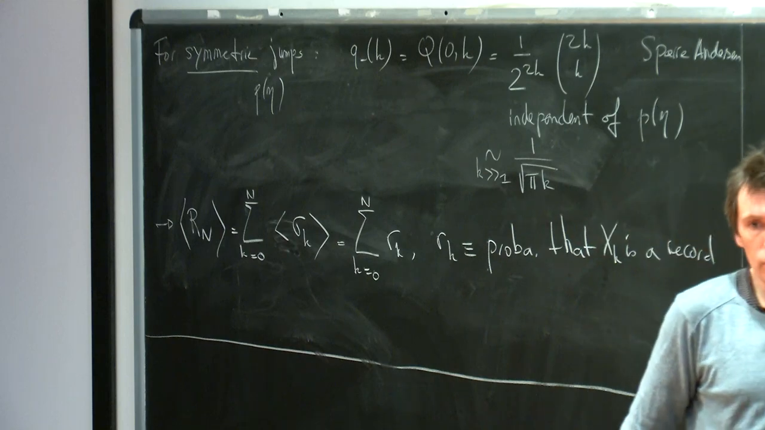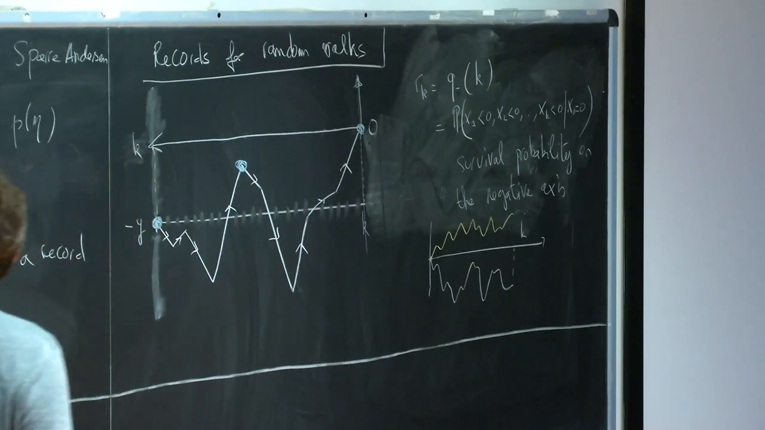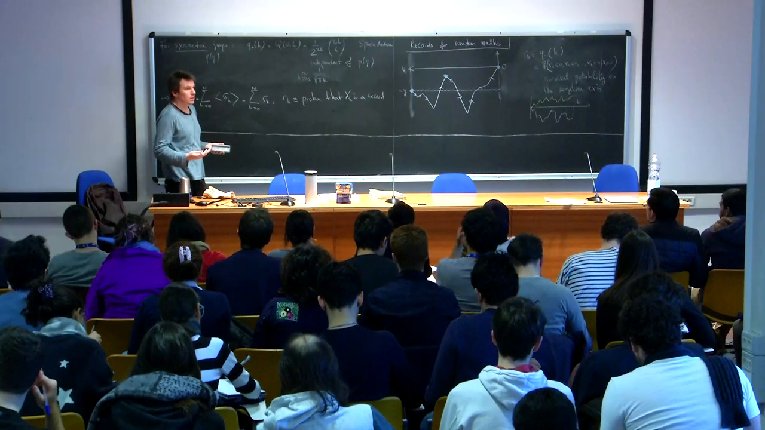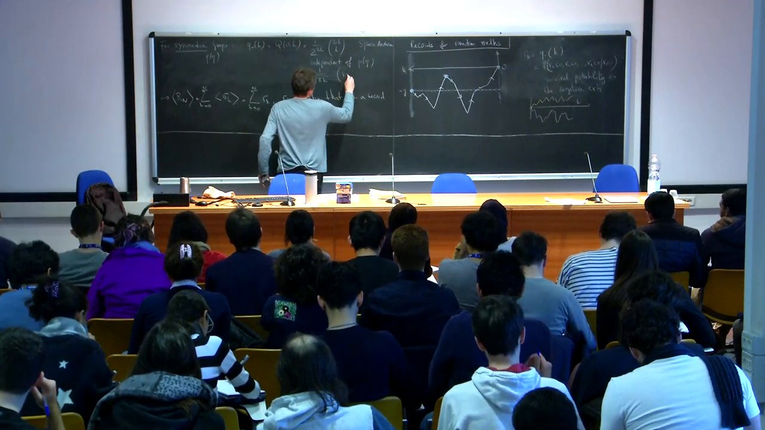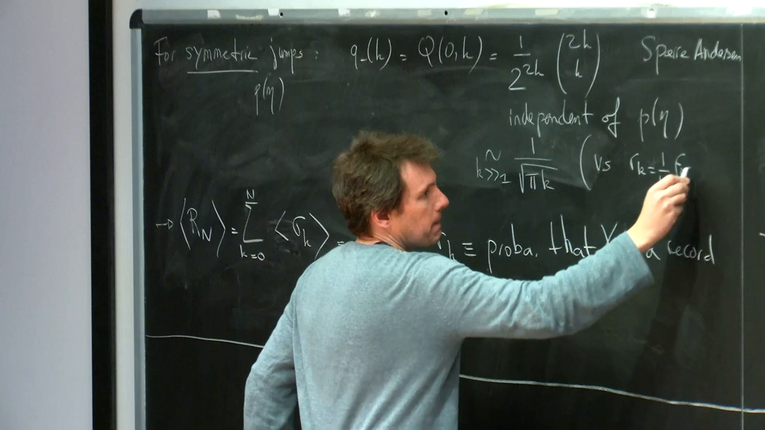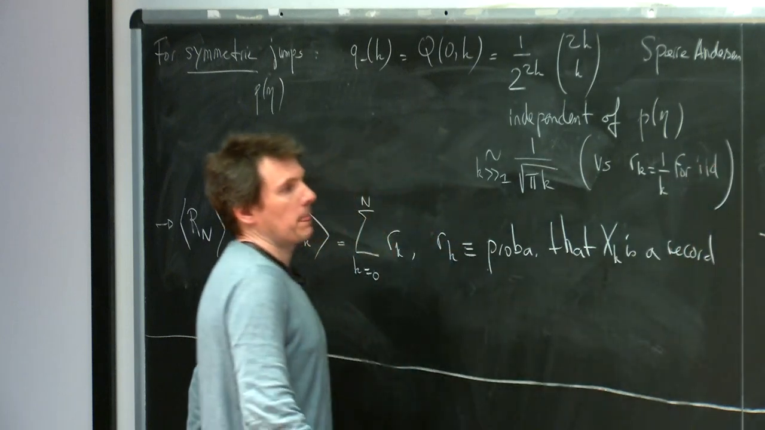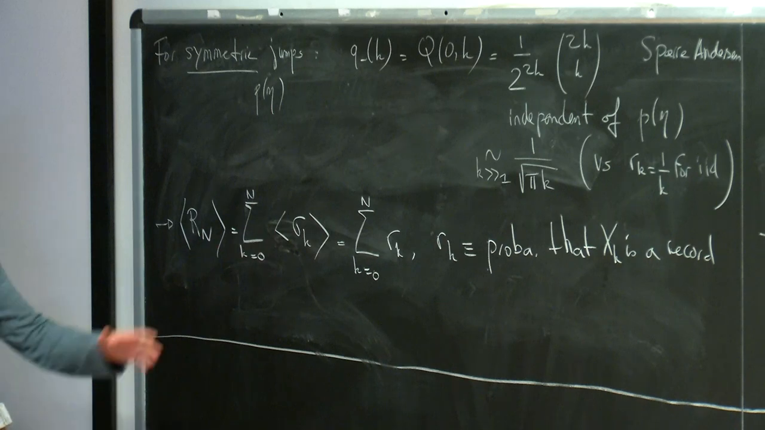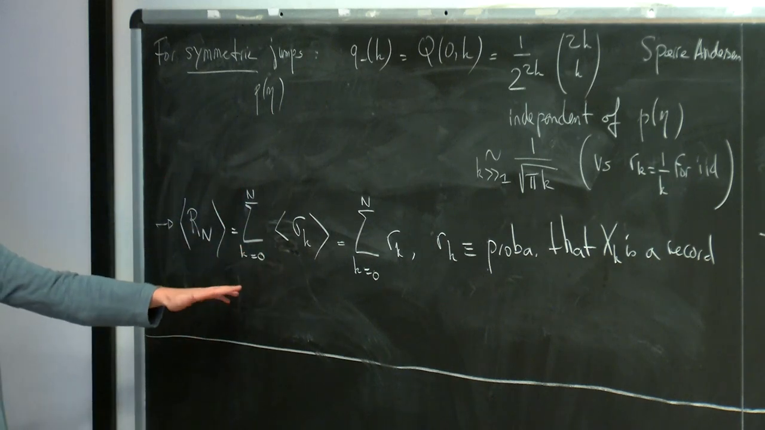This is the rate, the record rate. So the first observation is that you remember that for IID random variables, this record rate was behaving like 1/k. So that means that for a random walk, it's more likely to break new records. This should be compared to 1/k for IID. So of course, one should expect that the typical or the mean number of records will be higher in this case. And this is something that we can easily evaluate, at least for large n.